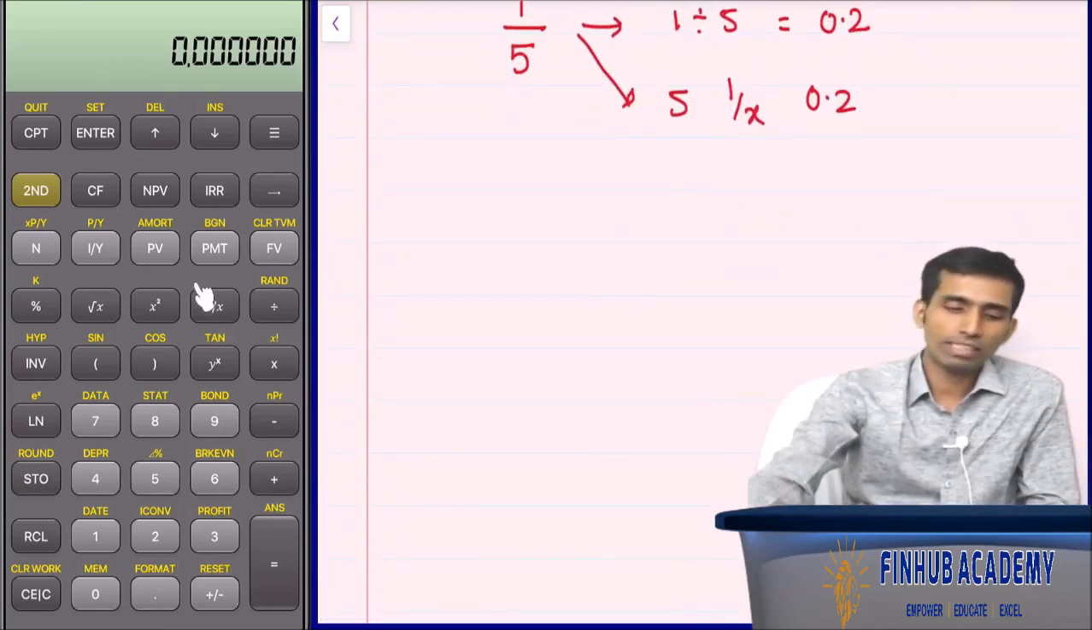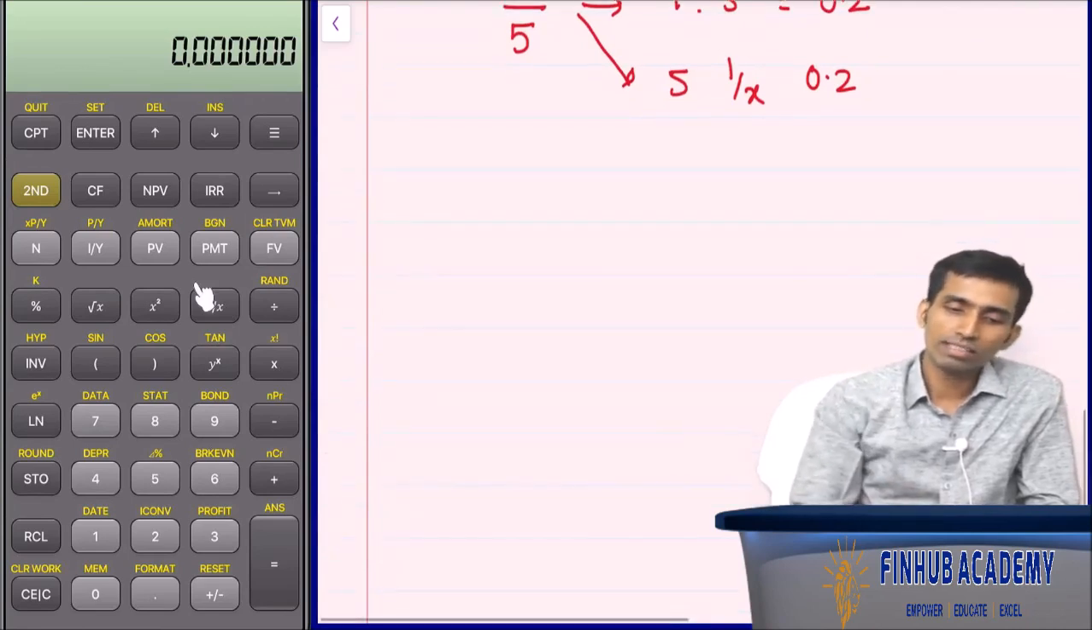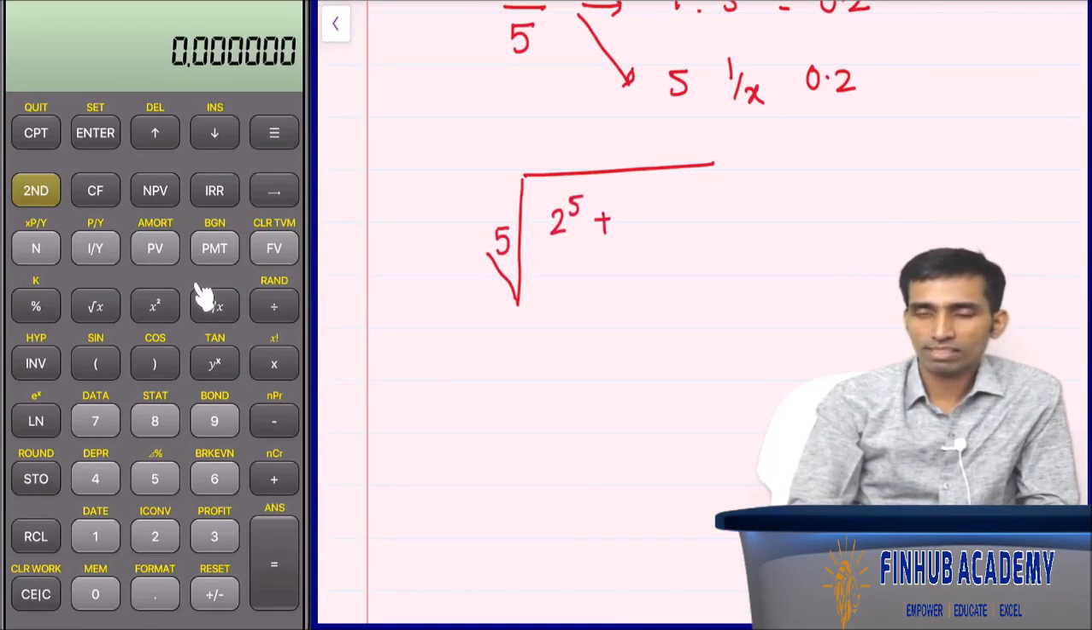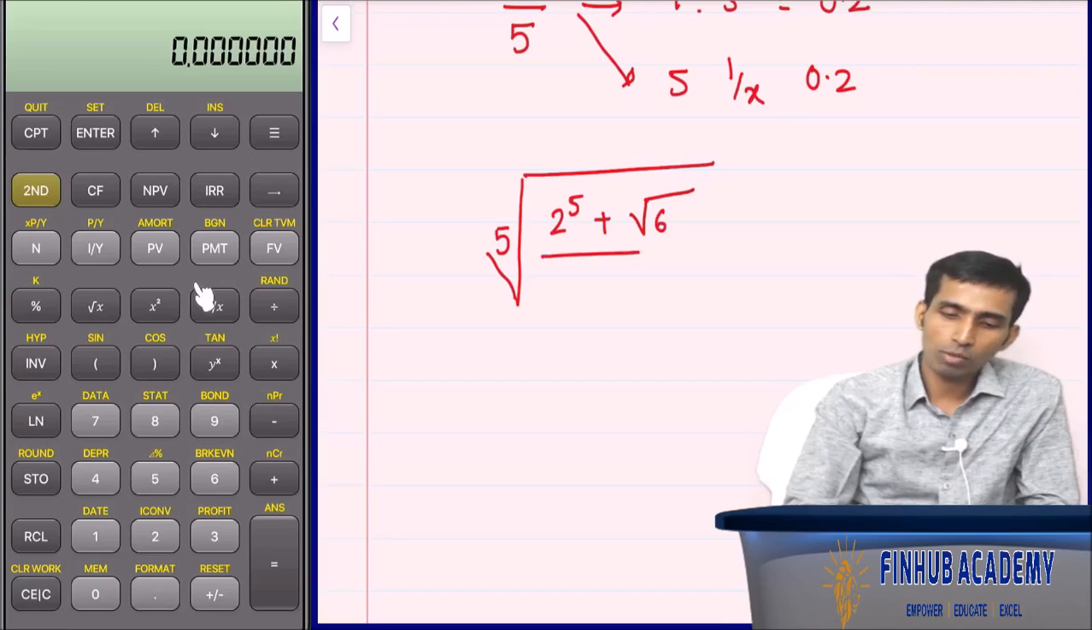Let's take one equation purposely, so that you understand how to calculate complex things without writing, and you should get habituated to this. Let's say this is 2 raised to 5 plus square root of 6 upon cube root of 2.8, into 10 square. I need to get the answer.